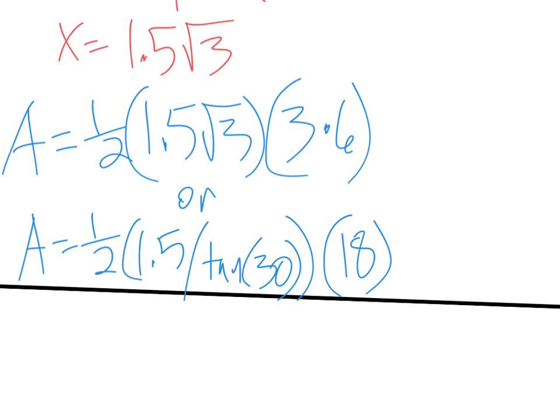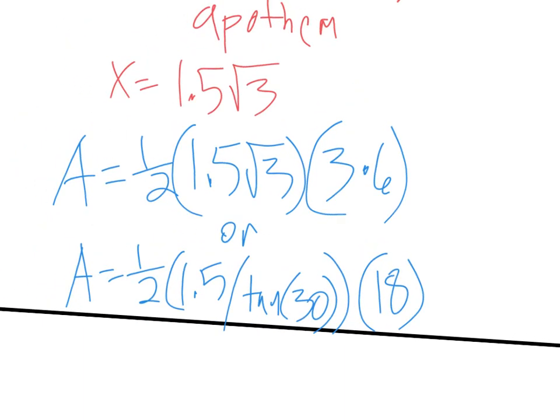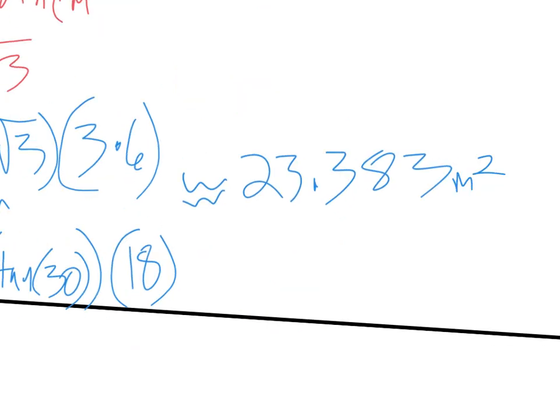And then, like I said, you could do the alternative of 1/2 times 1.5 divided by tangent of 30 times 3 times 6 or times 18. Either one, type them into the calculator, you get the same answer. And that answer is 23.3826, which rounds to 23.383 square meters. And so that's going to wrap it up for my notes.